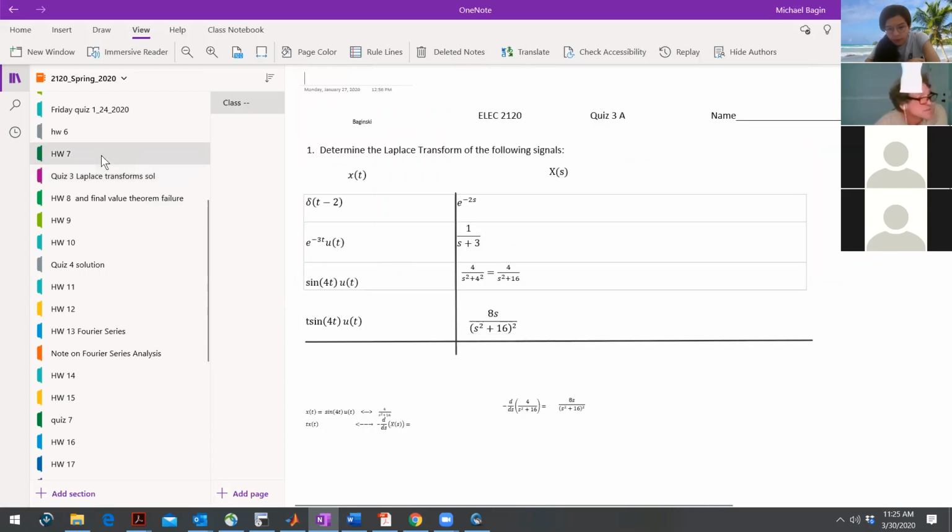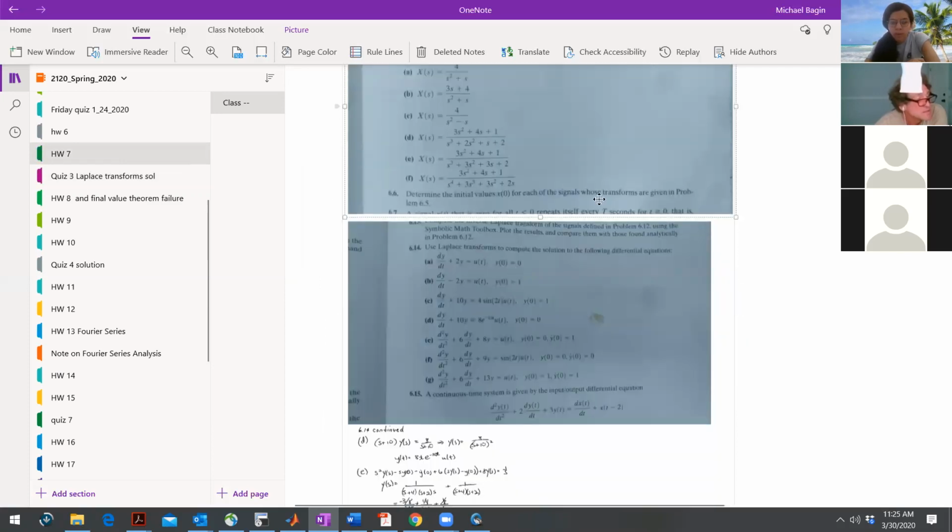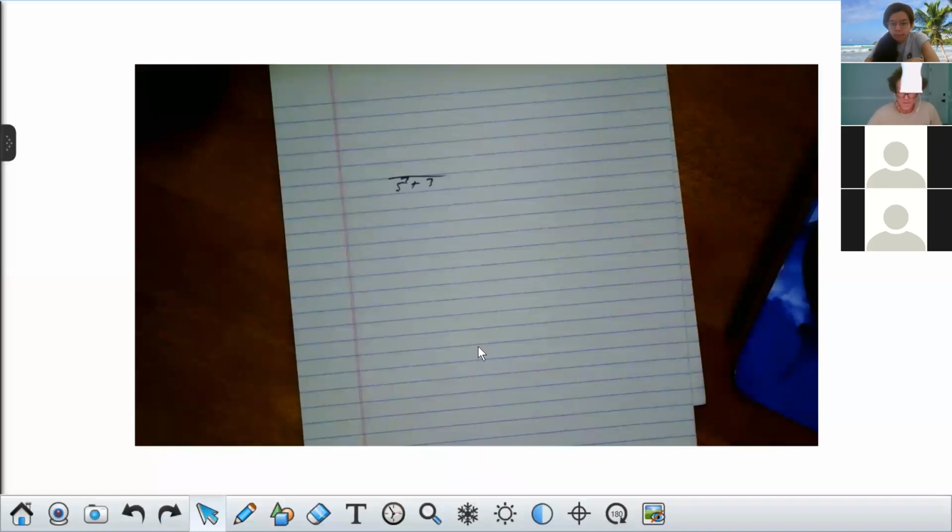Dr. Baginski? My question was mostly, if it doesn't factor out to be S squared plus omega naught squared, and it's just an S squared with something that can't really be factored. I don't distinctly remember a problem with that, but there was. Let me try to answer that.